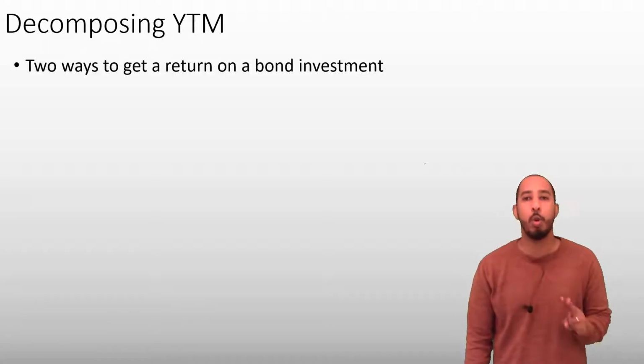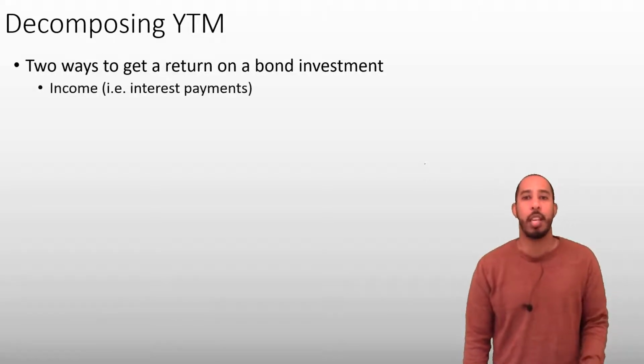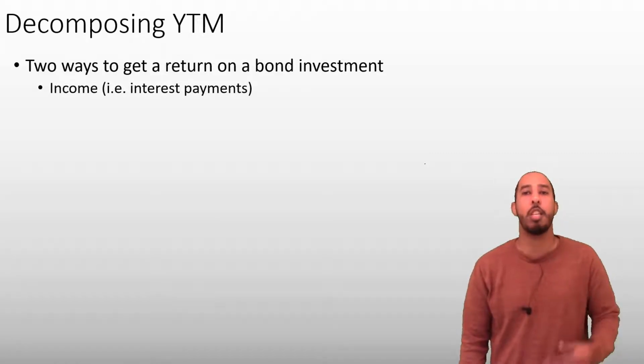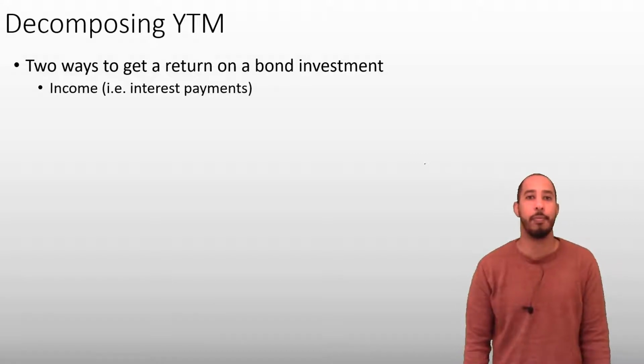Well, there are only two ways to make money. There are only two ways to get a return on a bond investment. The first is by receiving income. Every time the bond makes a coupon payment, you get some money. So that income is part of your return on investment.